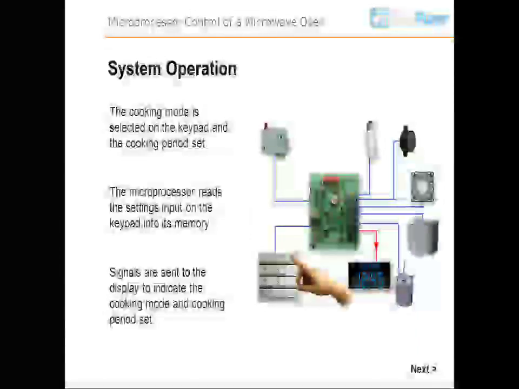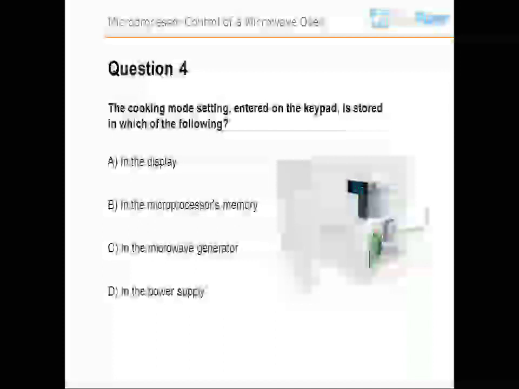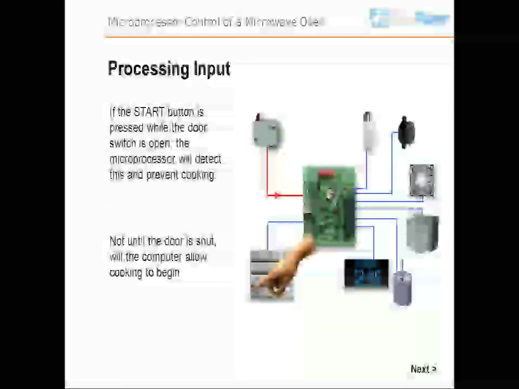System operation. The cooking mode is selected on the keypad and the cooking period set. The microprocessor reads the settings input on the keypad into its memory. Signals are sent to the display to indicate the cooking mode and cooking period set. Question 4. The cooking mode setting, entered on the keypad, is stored in which of the following? A. In the display. B. In the microprocessor's memory. C. In the microwave generator. D. In the power supply.